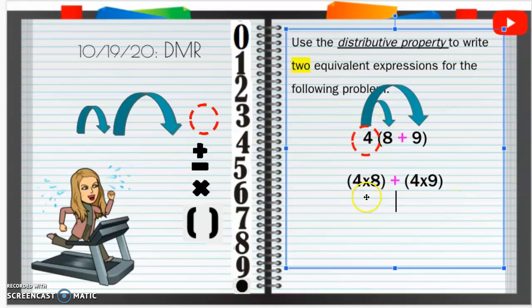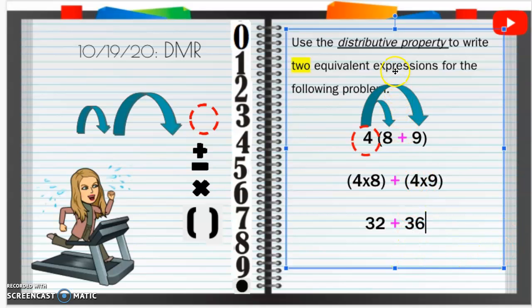Another way, if we keep going down. Look, what's 4 times 8? I know 5 times 8 would be 40, so 4 times 8 is 32. Keep this plus. And then I know 4 times 9 is going to be 36. 32 plus 36. Now, if we were to solve this 32 plus 36, then that would be the answer.